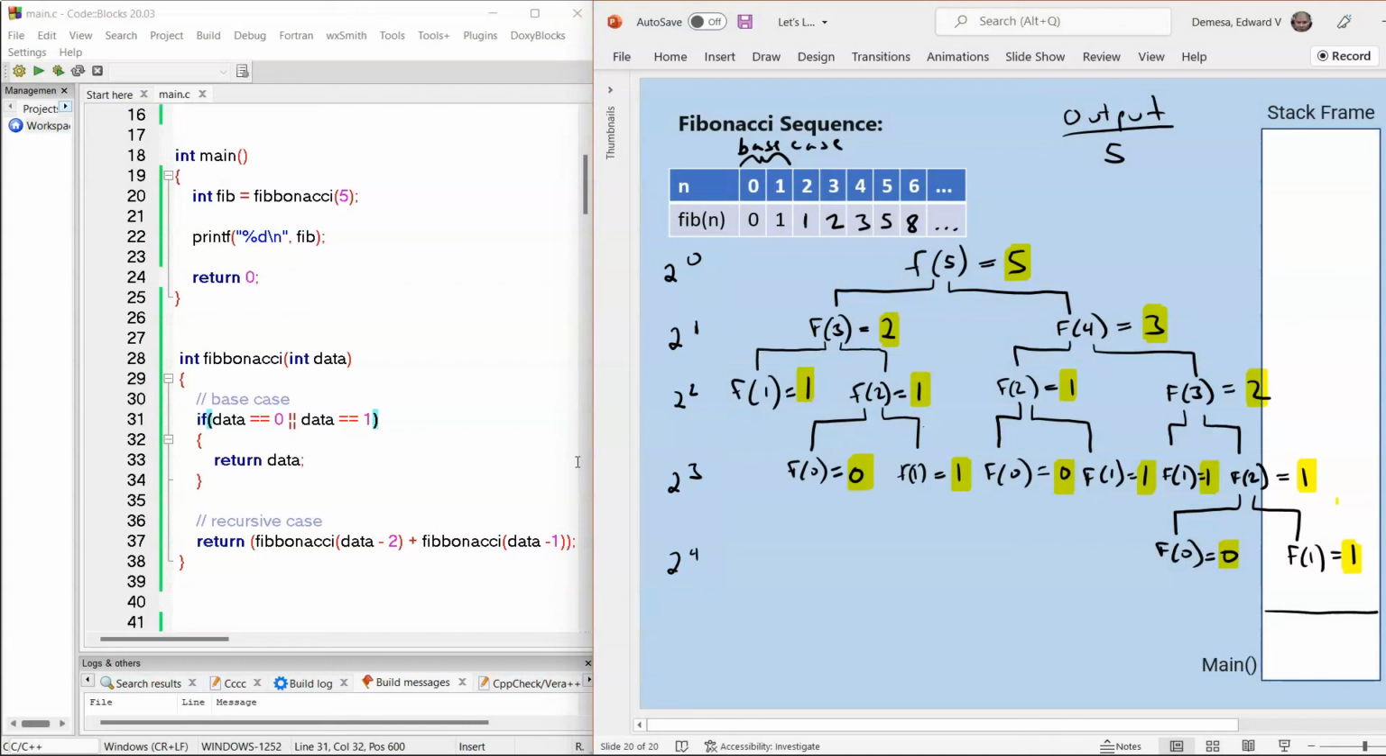And so in terms of time complexity, this is going to give us big O of 2 to the n. And in terms of space complexity, well, that's just the stacks generating on the stack frame. This is going to give us big O of n.